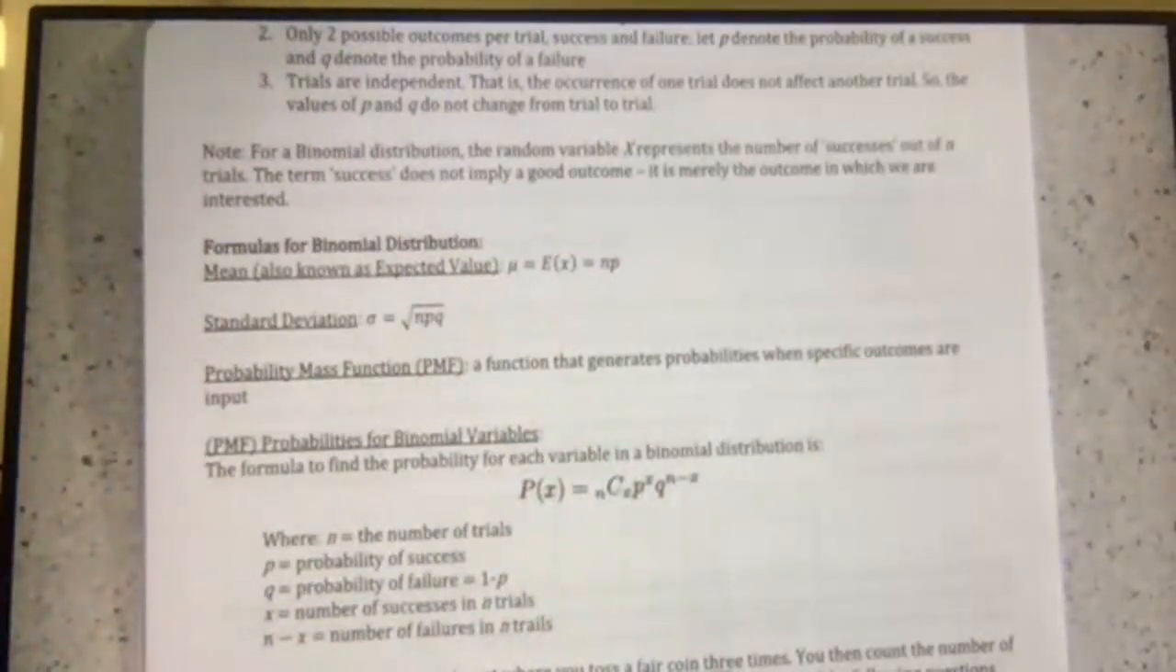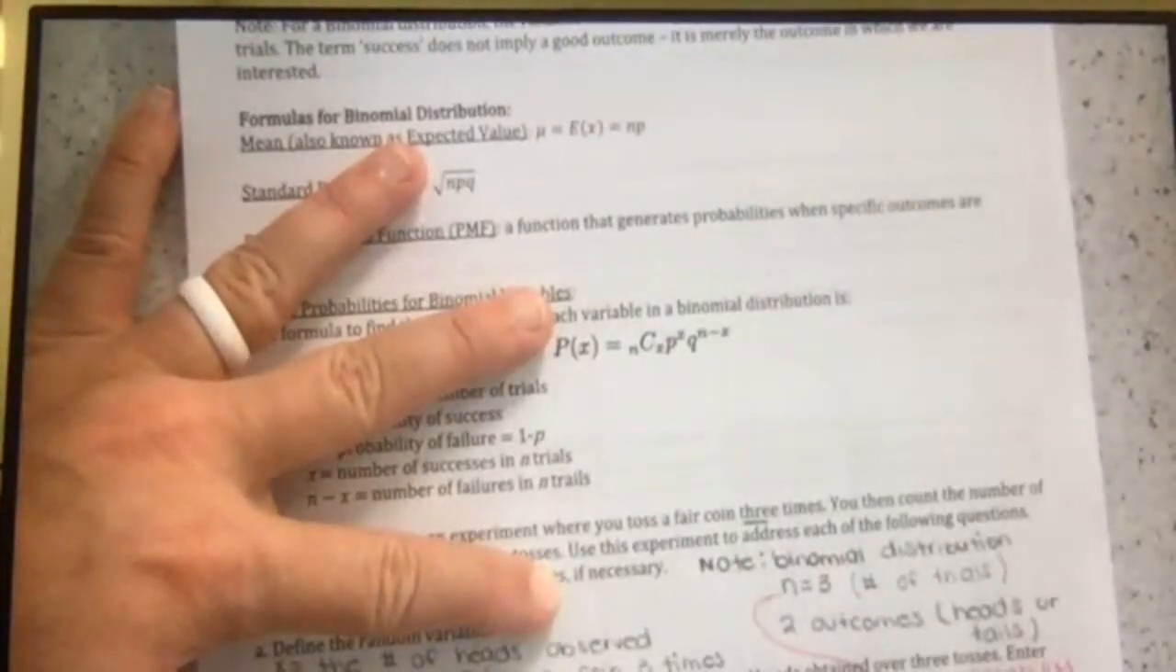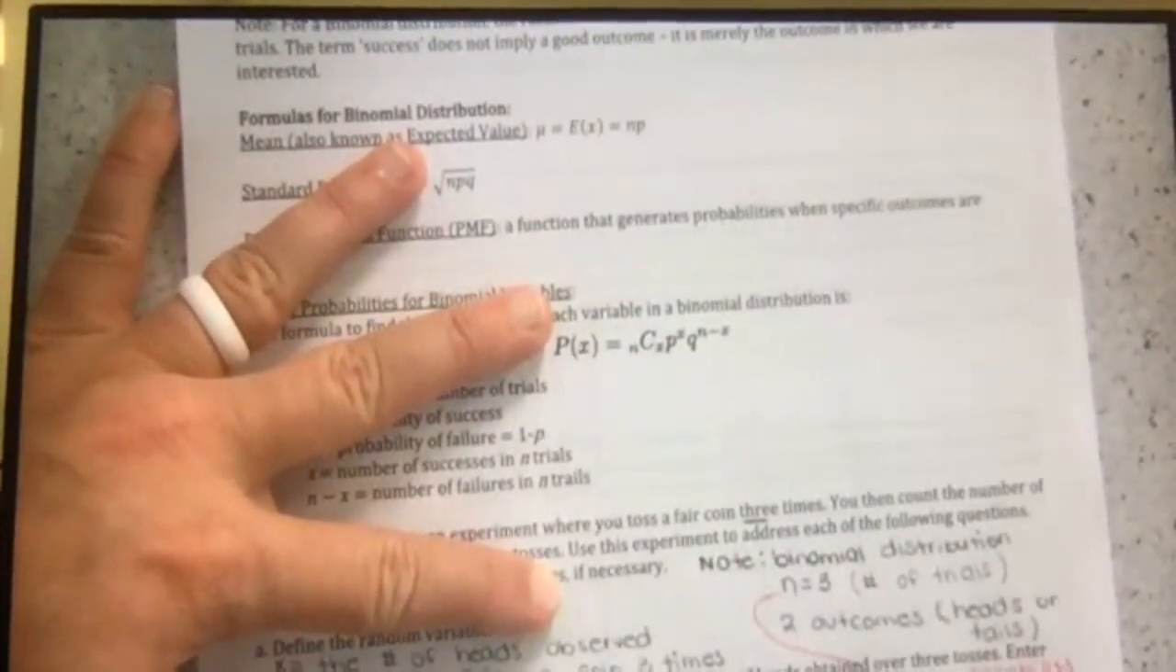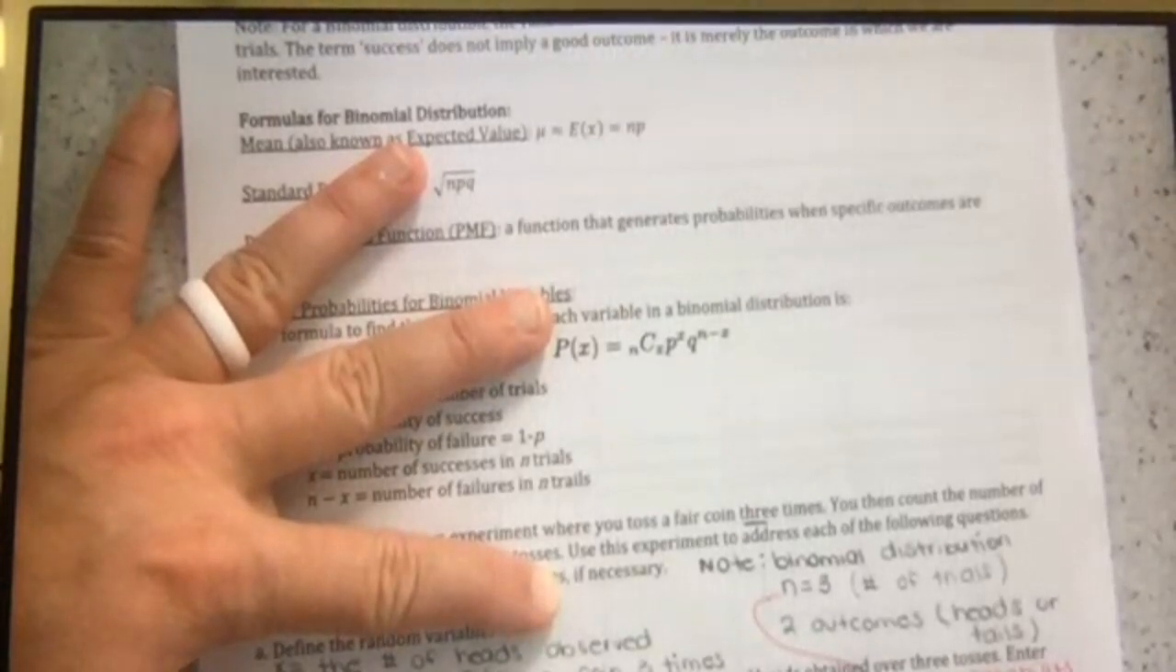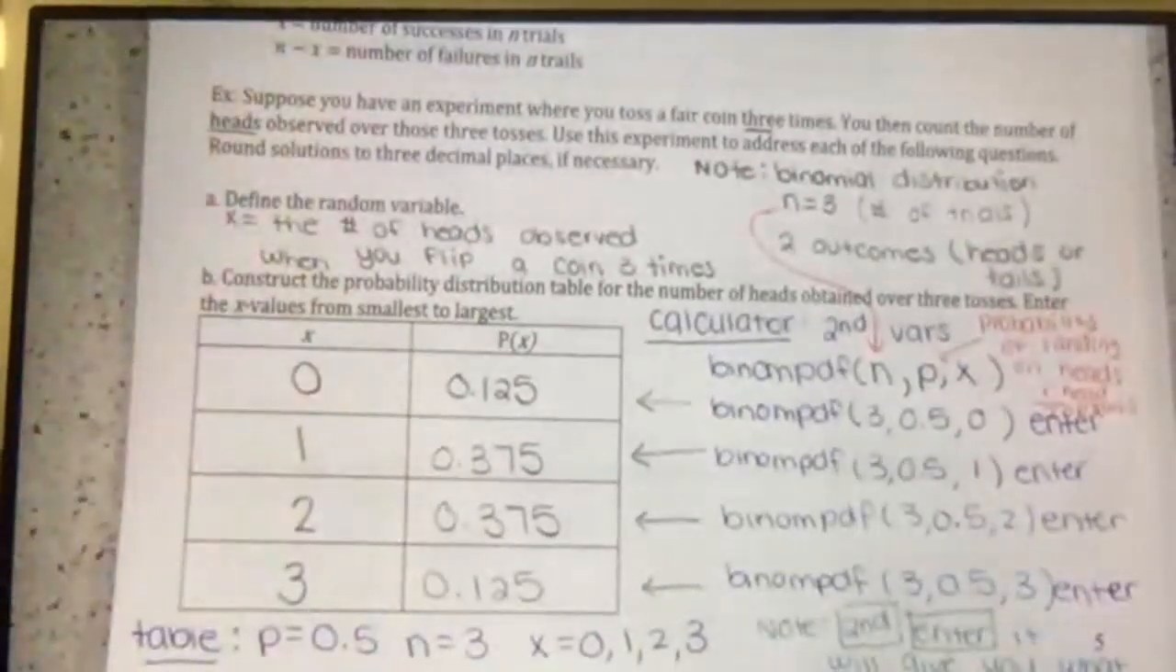So I'm just going to write a little note going back to our page. You can also do it on the table, in which our probability was 0.5, our n value was 3. And then we looked whenever x was 0, 1, 2, and 3. So totally up to you, calculator or table. This one, the table was kind of easy. Whatever one you like better, whatever floats your boat.